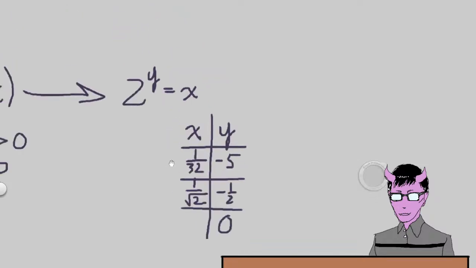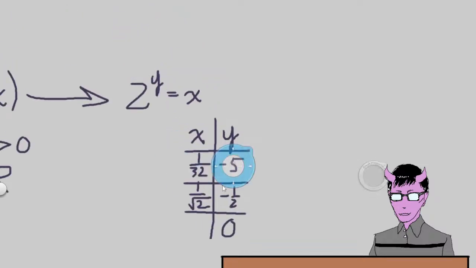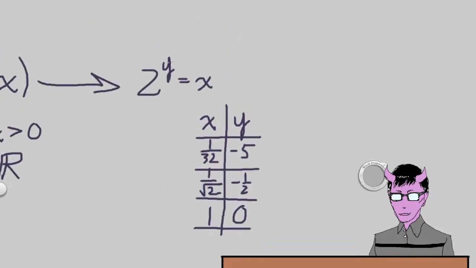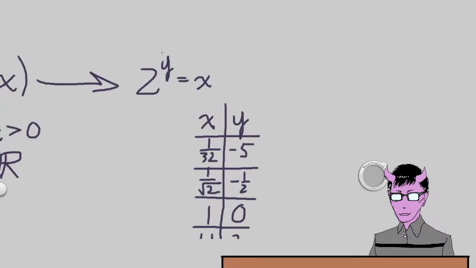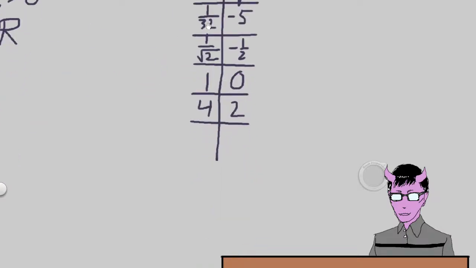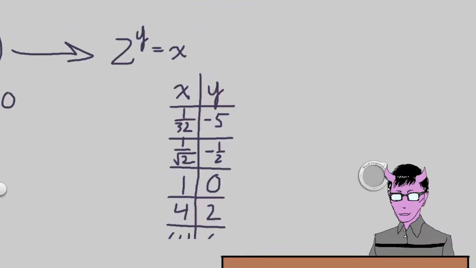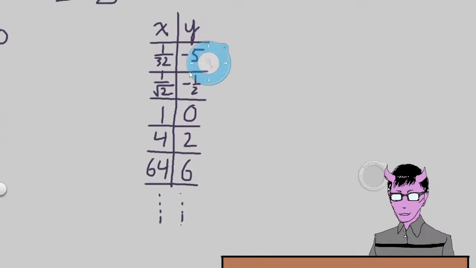If y value is 0, x value is 1. If y value is 2, x value is 4. If y value is 6, x value is 64. And we can keep doing this as much as we wish, or we can head in the quote-unquote other direction. So pay attention to the number trends. You can see that as the y value decreases, the x values trend towards 0. These numbers are getting smaller.